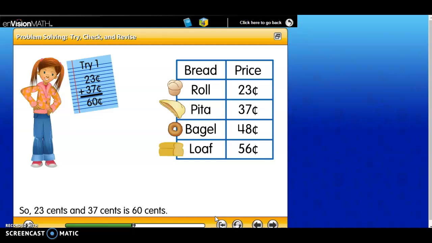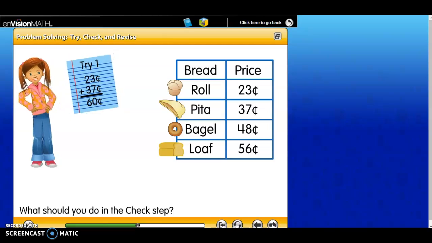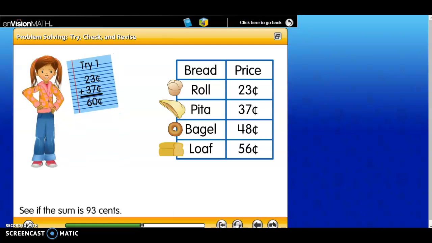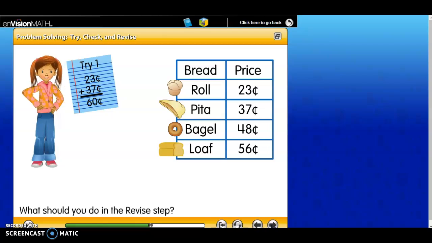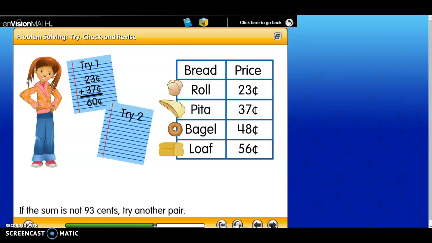Does that equal 93 cents? No. What should you do in the check step? See if the sum is 93 cents. Is it? No! The sum is not 93 cents. What should you do in the revise step? Choose 2 different breads. If the sum is not 93 cents, try another pair.